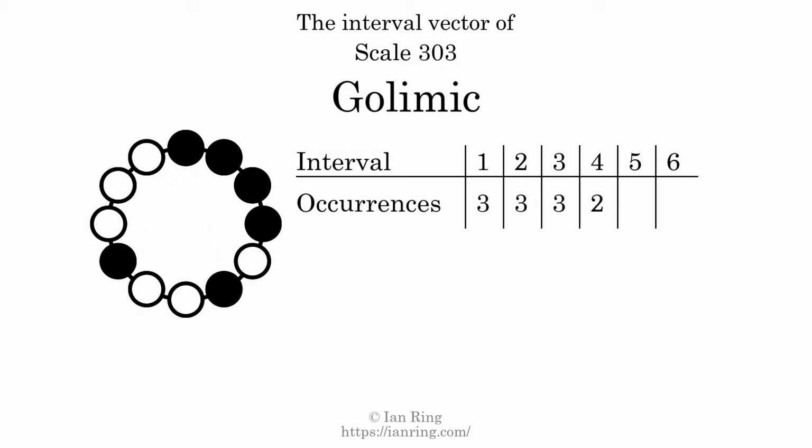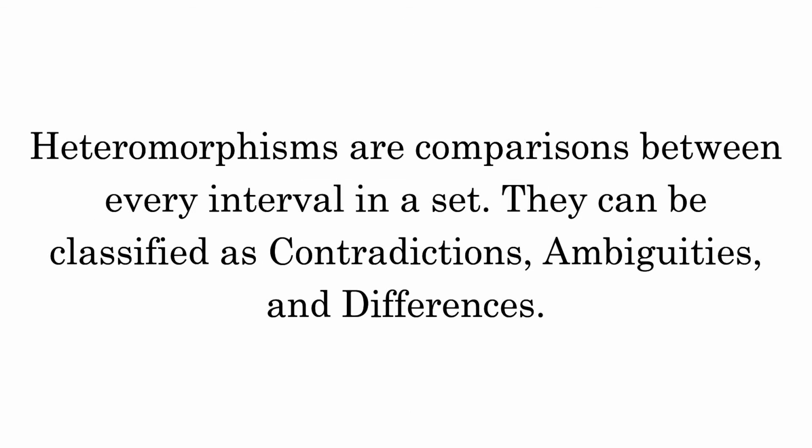There are 2 intervals with a size of 4 semitones. They are here, and here. There are 3 intervals with a size of 5 semitones. They are here, here, and here. There is 1 interval with a size of 6 semitones. It is here. Each interval does not appear in this scale a unique number of times, so this is not a deep scale.